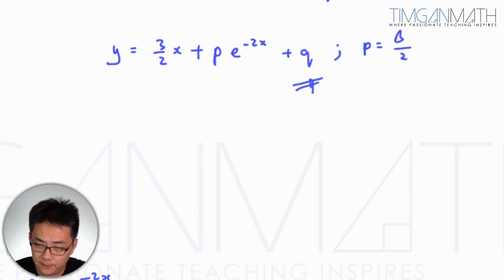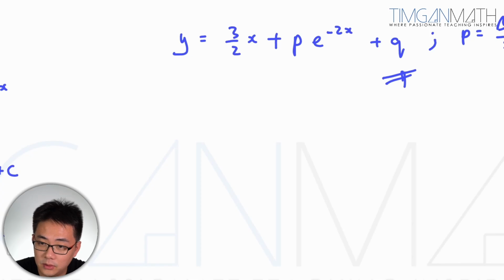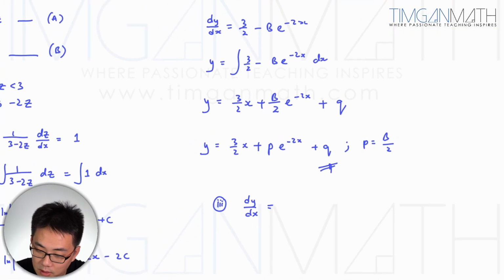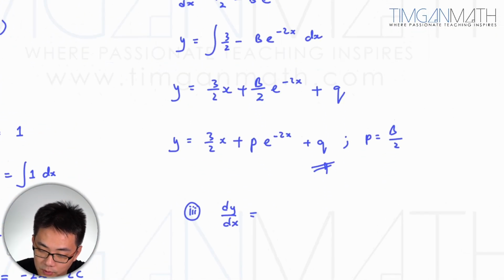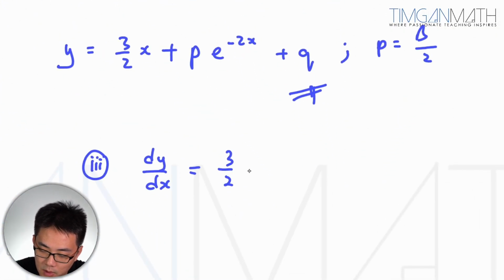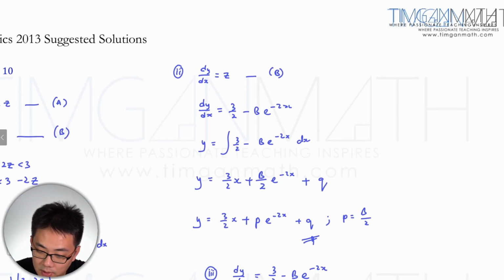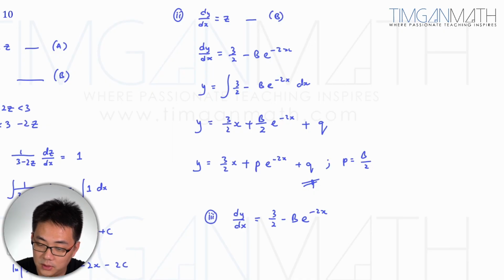For the third part, use the result in part 2 to show that d squared y over dx squared is this function here. I know that dy/dx is given by 3 over 2 minus B e to the power of minus 2x. This is what we got from the second part.